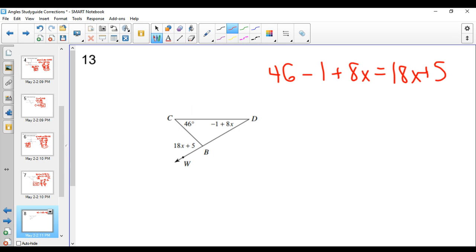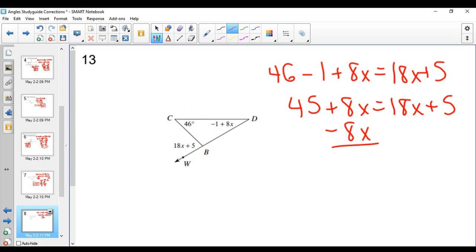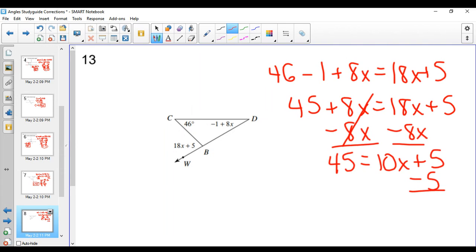plus 5. Now I can go ahead and subtract 46 minus 1, which gives us 45. Bring everything else down. Okay, next I'm going to subtract 8x from both sides. These will cancel. 18x minus 8x gives us 10x. Then we still have the plus 5.